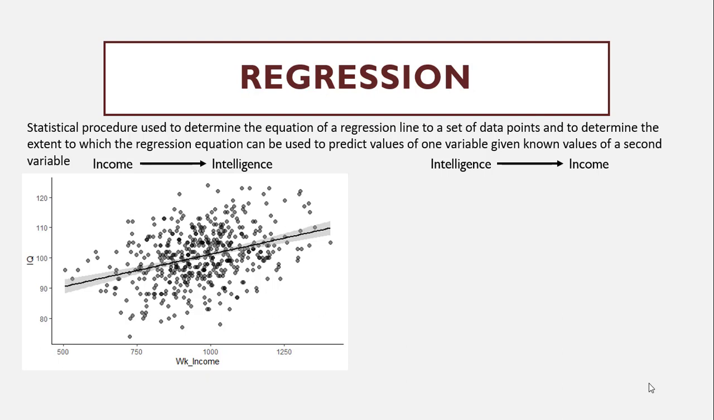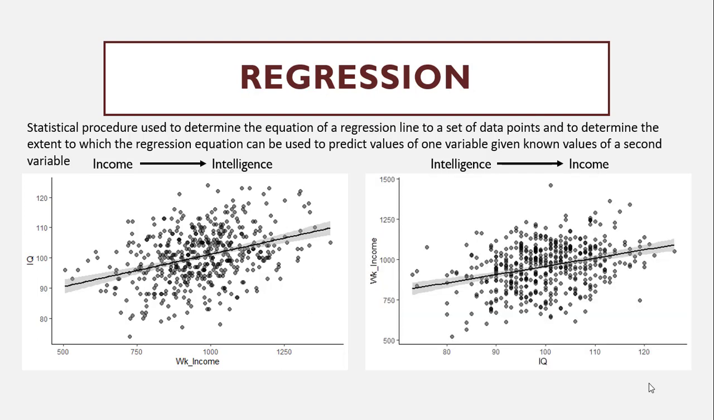So with this, it does matter what is on the x-axis and what is on the y-axis. If income predicts intelligence, then we would show the scatter plot that's on the left. Conversely, if we think intelligence predicts income, it would be more appropriate to show the scatter plot that's on the right, where IQ is on the x-axis, IQ is our predictor, and weekly income is on the y-axis. That's our outcome variable, our dependent variable.